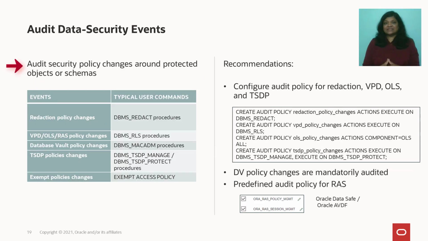Next is data security events. Data security events typically track any security policy changes around protected objects or schema. The typical data security events include VPD, OLS, RAS, redaction, TSDP, and Database Vault policy changes. Our recommendations involve creating custom audit policies if you're using redaction, VPD, OLS, and TSDP. Database Vault policy changes are mandatorily audited. If you're using RAS, you can consider provisioning the Aura RAS policies which are available from Oracle Data Safe or Oracle AVDF console.